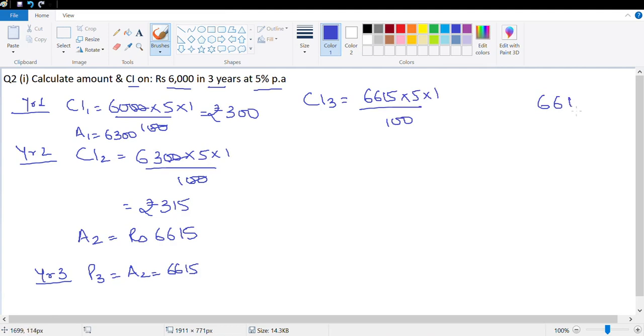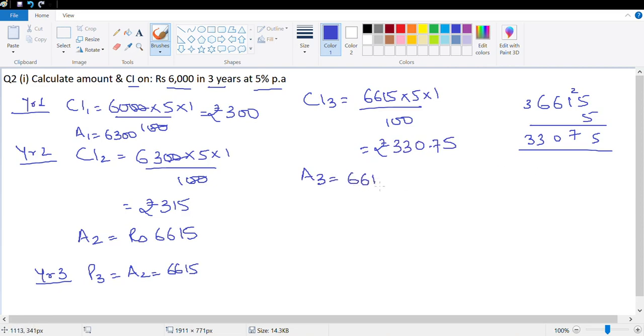Let's multiply 6615 multiplied with 5. So that's 5 into 5, 25. 5 plus 2, 7. 5 into 6, 30. That's 33. So this is 33075 divided by 100, which means rupees 330.75. Therefore, the amount at the end of 3 years would be 6615 plus 330.75, which will be equal to rupees 6,945.75. So that's the final amount.